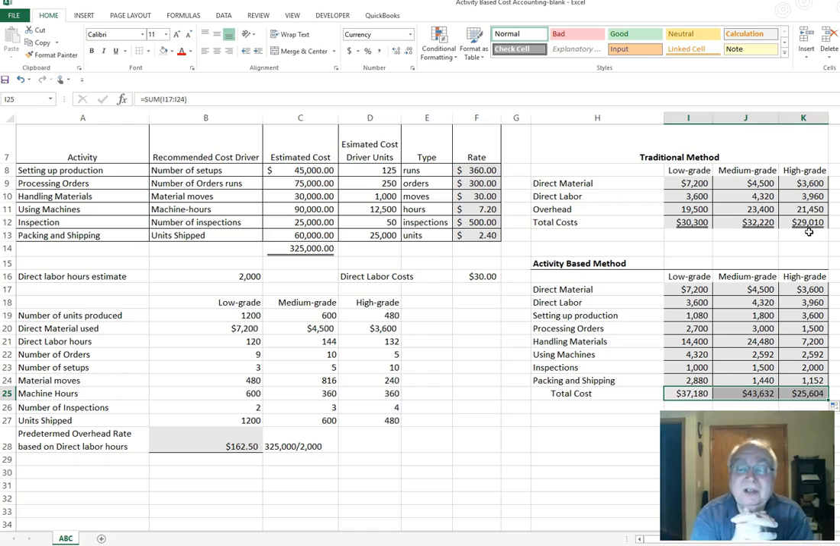So if you use activity-based costing, what you'd find is that your low grade is underpriced, medium grade steel is really underpriced, and your high grade is overpriced. Okay, so that's activity-based costing, just a simple way of trying to allocate overhead more accurately is what you're trying to do. So that's the difference between the 2, and I hope that helps, and that should be it.